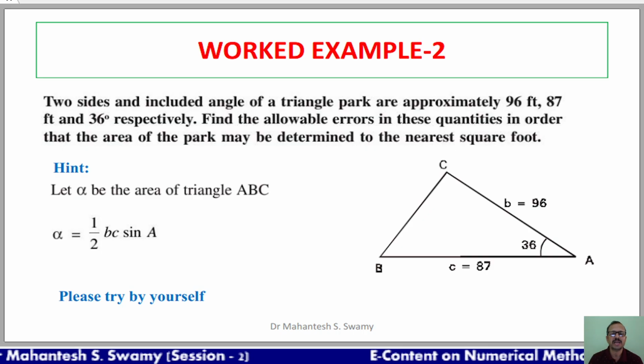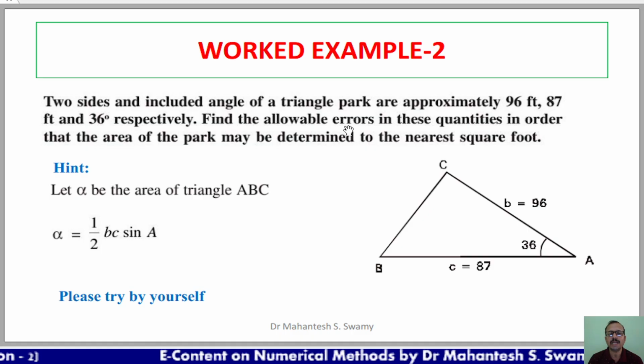Now let us go for another example. Two sides and an included angle of a triangular park. See, there is a park whose shape is triangle. It is a triangular park. It has two sides and one angle. See, these two sides, and the included angle means the angle between those two sides. That is given approximately 96 feet, 87 feet, and the included angle is 36 degrees. So this much is the given data.